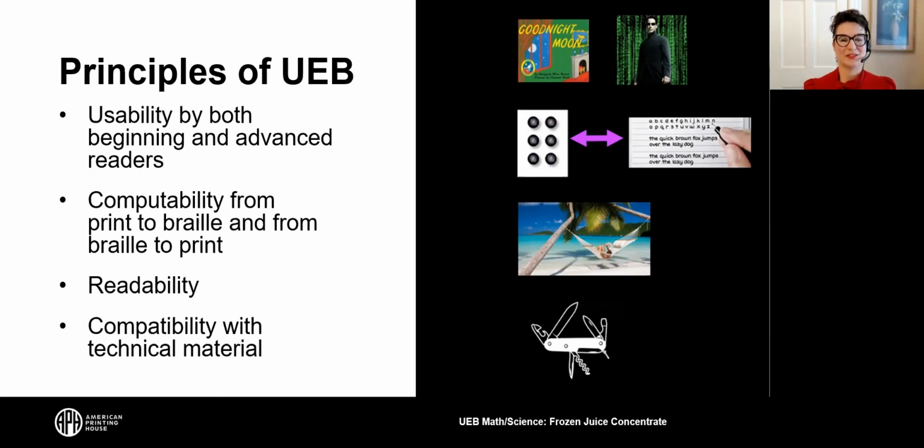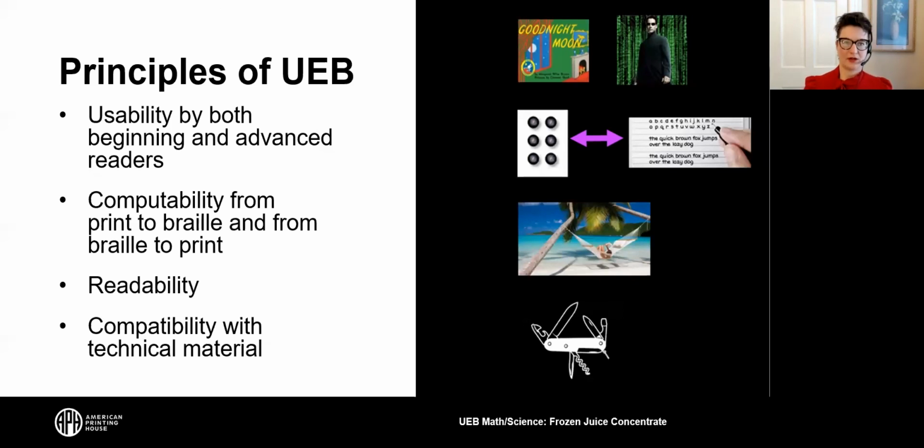A principle of UEB is also readability. Try not to make anything need 56 Braille cells to convey its meaning. Try to keep things concise and readable, as well as being specific in order to be readable. And lastly, for now, compatibility with technical material.